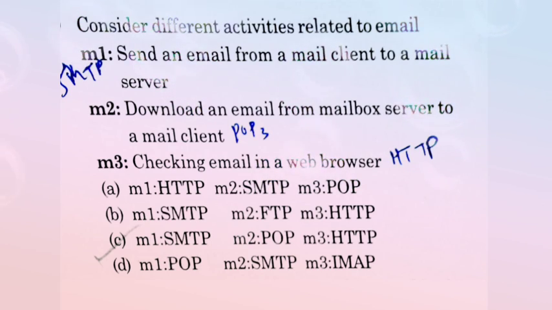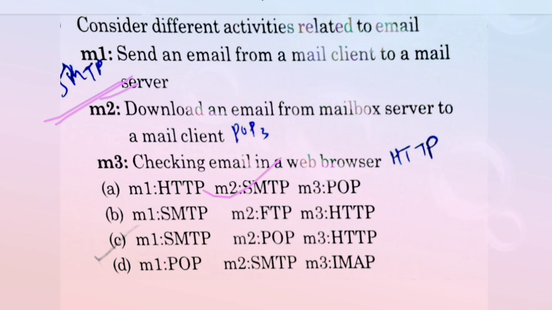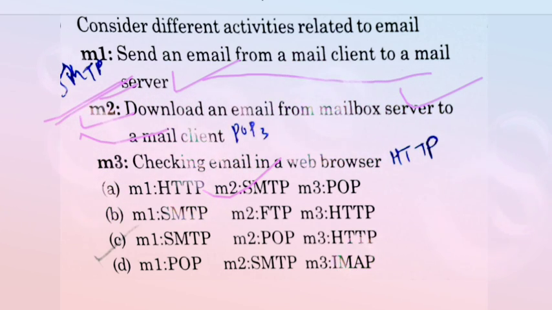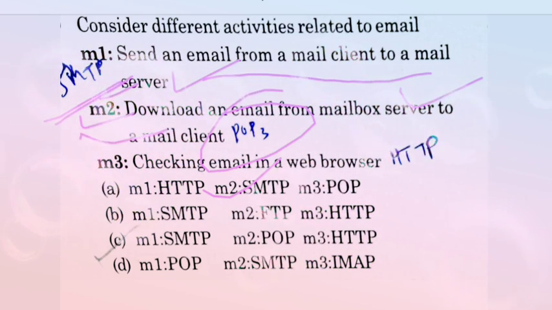Consider the different activities related to email. The first activity, M1, is to send an email from mail client to mail server. Which protocol is used for this? Here we use SMTP. SMTP is used to send a mail from a mail client to a mail server. Next, M2 is to download an email from the mailbox server to the mail client, where we use the POP3 protocol.